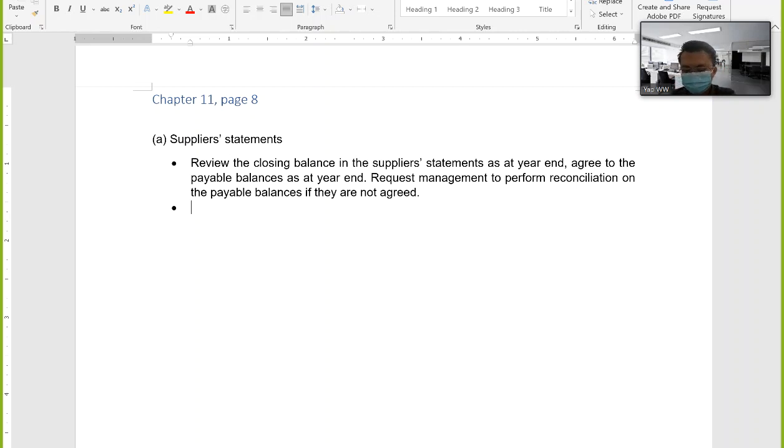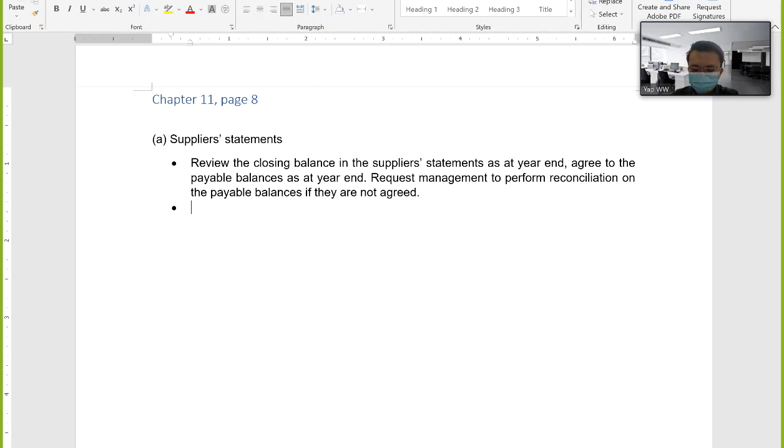Nothing much we can do. Don't say send supplier confirmations; it's not accepted as an answer. Don't say verify to invoices or whatever, because you're auditing the supplier statement now. Verifying to invoices is not using the supplier statement. So in this question, you have to assume what if they cannot agree.